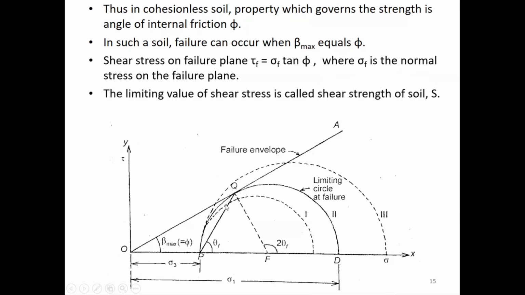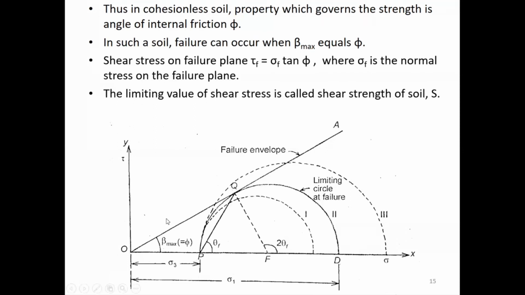And what will be the equation of this line? It will be tau f is equal to sigma f tan phi, isn't it? Correct? So sigma f is the normal stress on that failure plane. So this is the line that represents the inclination of that failure plane. It is inclined at theta f to the major principal plane. So the limiting value of shear stress that you get along this plane is called the shear strength of soil, right? That maximum limiting stress value will be the strength of the soil, isn't it? The maximum shear stress the soil can bear will be termed as the shear strength of the soil, right?